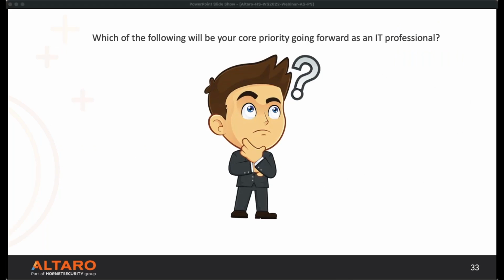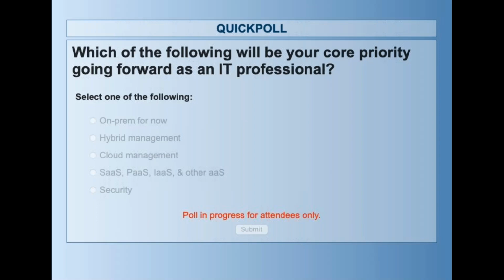Let me go ahead and launch that. So, knowing all that, we covered a lot of information there, I know. Which of the following will be your core priority moving forward as an IT professional? I'm kind of interested to see where everyone's going to land on this, after we've presented what we see as all the relevant information moving forward. How do you think you're going to tackle this?